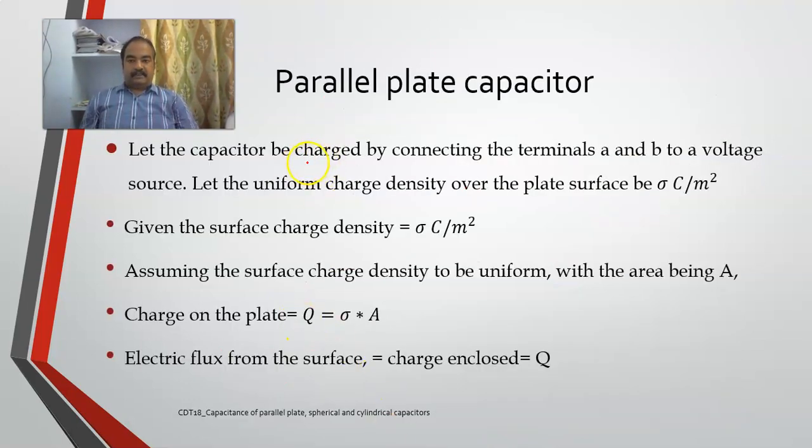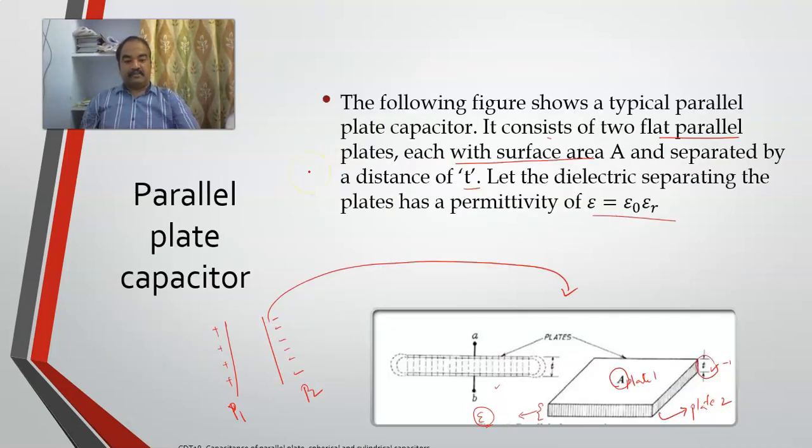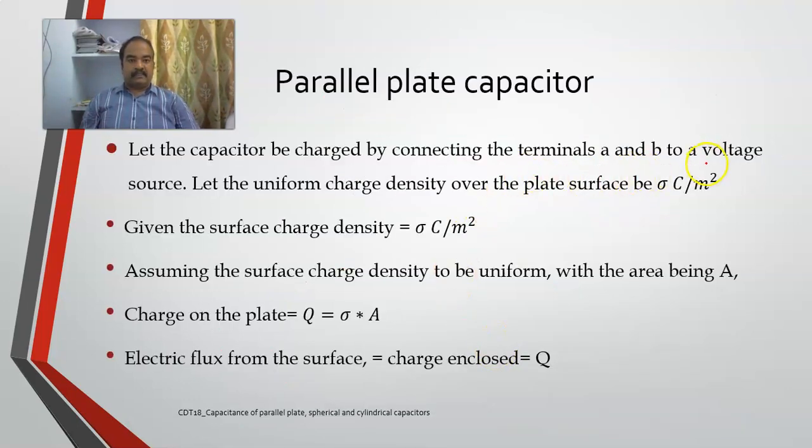Now, let the capacitor be charged by connecting the two terminals A and B, where A is the top terminal and B is the bottom, as shown here. These terminals are connected to a voltage source, so you will have a voltage across these plates, and the voltage source develops charges across the plates uniformly. So let us suppose the surfaces of the plates have a uniform charge density.